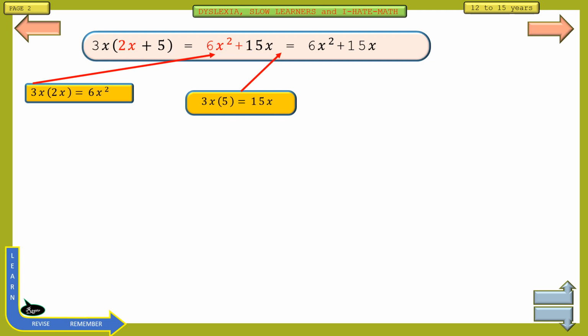Here it is again, and I will go through this slowly. We have 3x times 2x equals 6x squared plus 3x times positive 5. That gives us positive 15x.